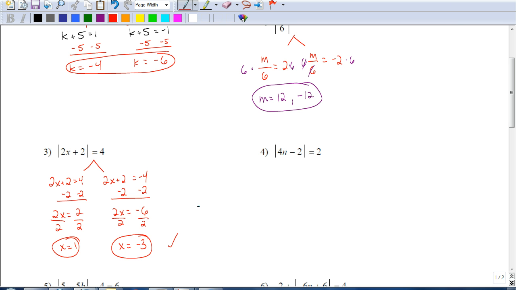Okay, I want you guys to try this number 4 on your own. I want you to see if you can figure out what numbers we can put in there for n that would give me 2 as our answer. So go ahead and work on that. Pause the video and hit play when you're ready to check your answer.